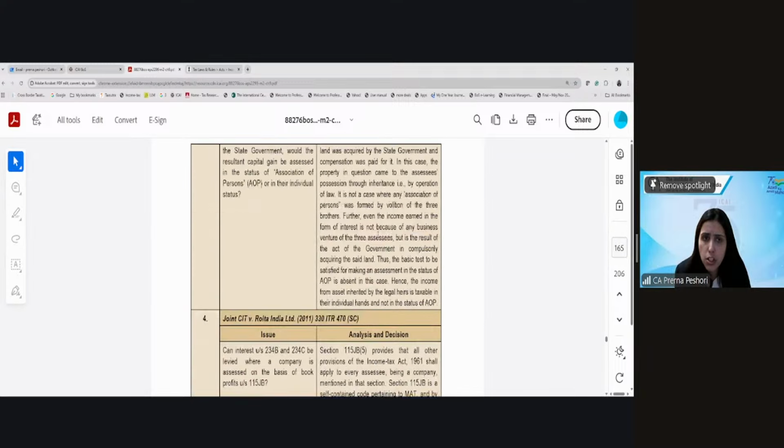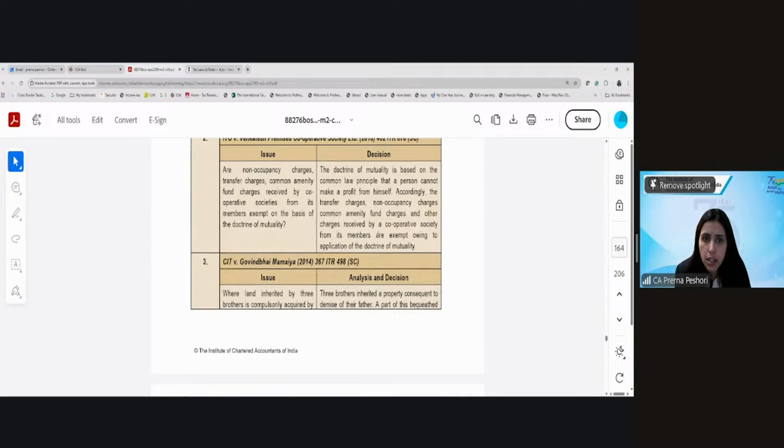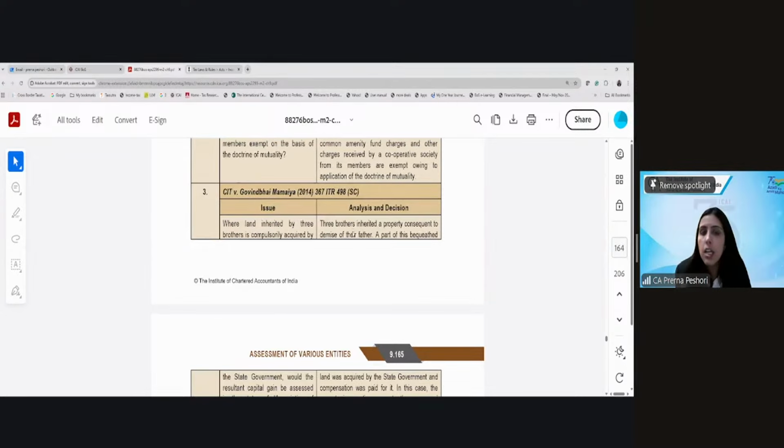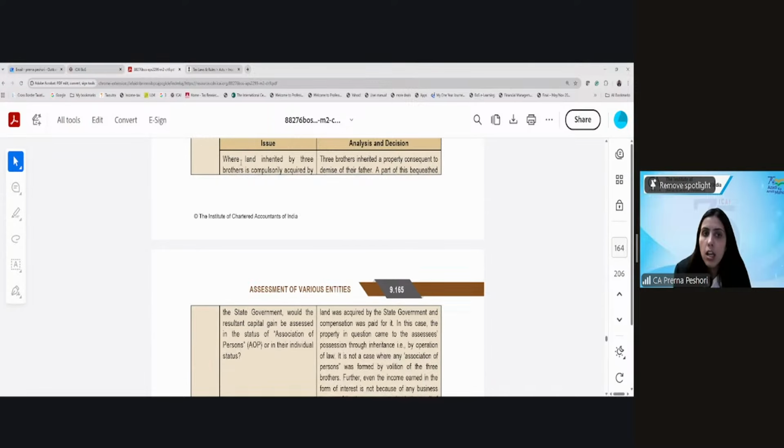These are the judgments which we have already done in respect of the cooperative society. Next is the Govindbhai Mamaya case, Supreme Court judgment. Where the land inherited by three brothers is compulsorily acquired by the state government, will the capital gain be assessed in the status of AOP or in the individual status?